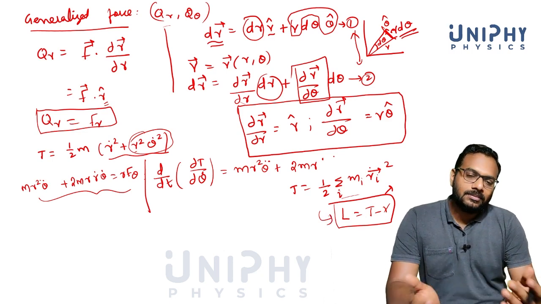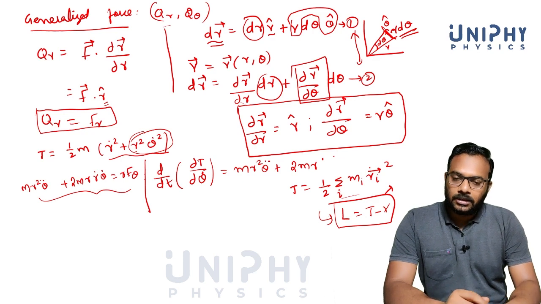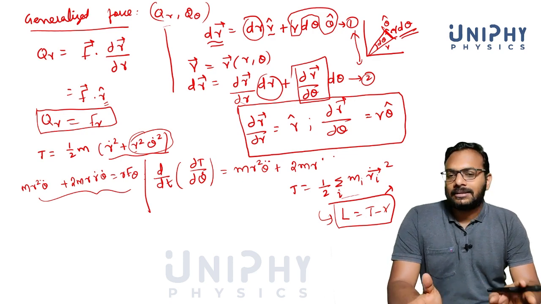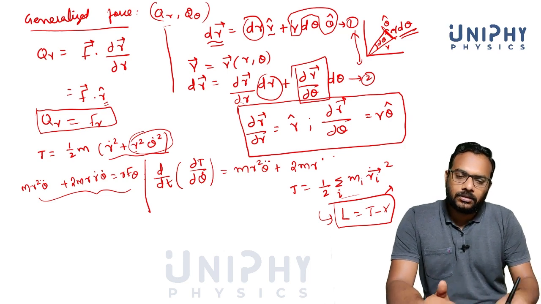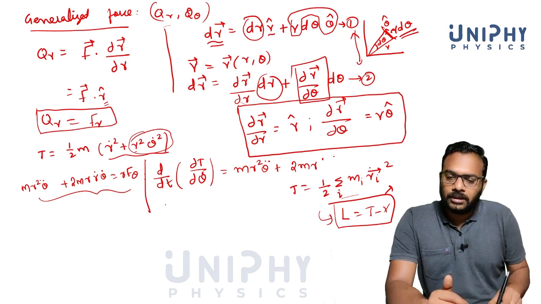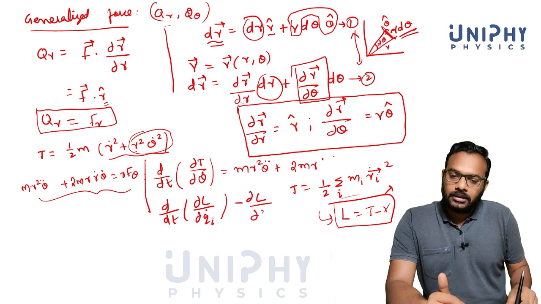It's quite easy, very easy when compared to the Newton's formalism. In some cases, as I said, it's convenient to use the generalized force, but you don't have to use the generalized force. You can always use this form: d by dt of dou L by dou Q i dot minus dou L by dou Q i is equal to 0. This can be used.